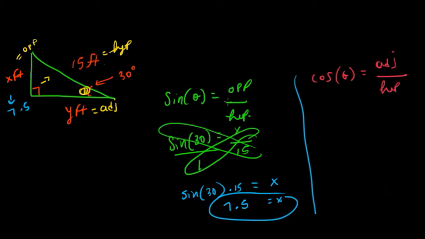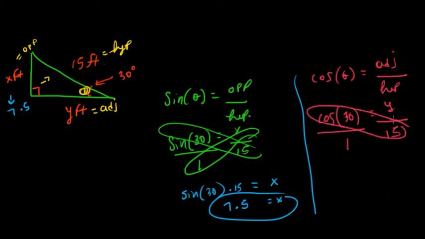Perfect. Because now let's see cosine of theta degrees. What do we say theta was? We said it's 30 degrees. So cosine of 30 degrees is equal to the adjacent, which is what? Y, divided by the hypotenuse, which is 15. Okay, perfect. Now we put this over 1 and we can solve this like a proportion here. Well, it is a proportion. We solve it how we solve normal proportions, and we get 15.